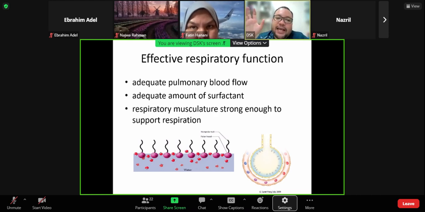There are some other things that cause surfactant dysfunction. For example, an infant of a diabetic mother. With a diabetic mother, there's a high risk of surfactant dysfunction because of reduced surfactant production and so on. So an infant of a diabetic mother, even at term, can get RDS because of the surfactant.